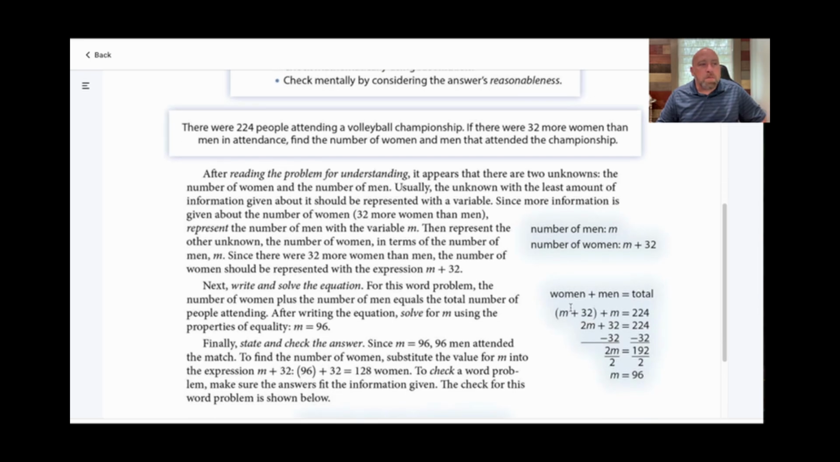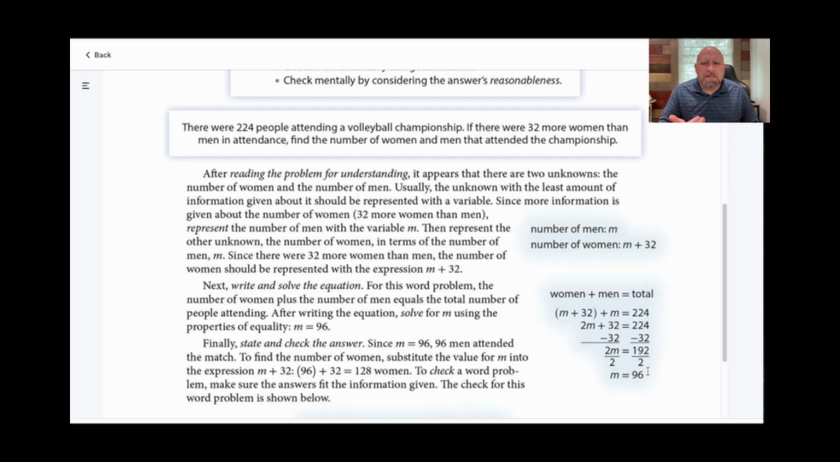So if we have the women, the number of women is m plus 32. The number of men is m. And how many total people were there at the tournament? 224. So then we would just solve this thing. So m plus m, basically we're going to combine these, and we're going to get 2m plus 32. Move the 32 to the other side, and we're going to get 2m equals 192. Divide both sides by 2, and we're going to get that there were 96 men at the tournament.